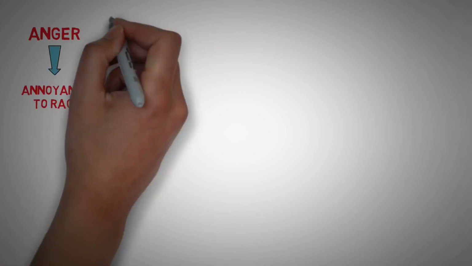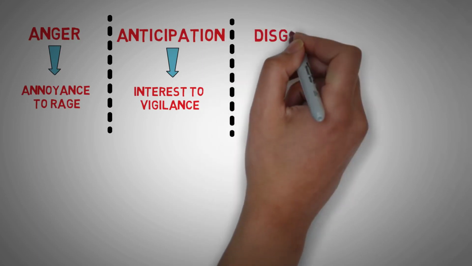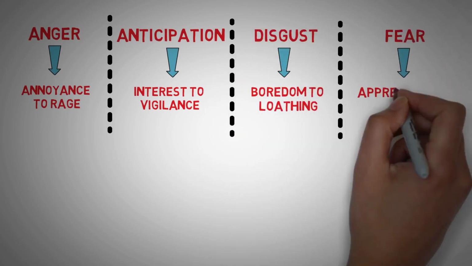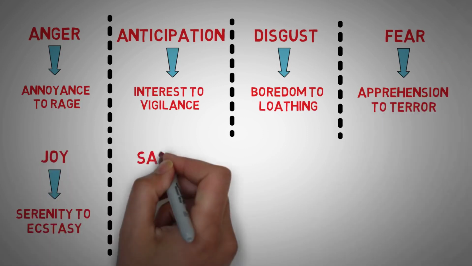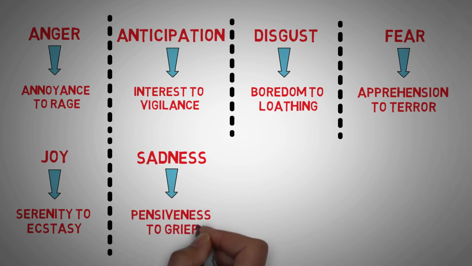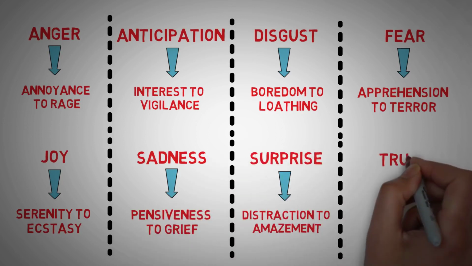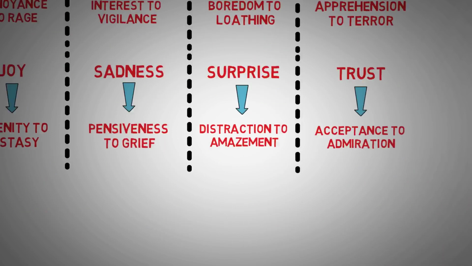Maybe for anger, you could go from being annoyed to rage. From disgust, it could be boredom to loathing. From sadness, it could be pensiveness all the way to grief. And trust, you could have acceptance all the way to admiration. Plutchik used these 2-dimensional and 3-dimensional models to show the relationship between primary emotions, the spectrum in which they sit, and the combination of emotions that we may experience at once.